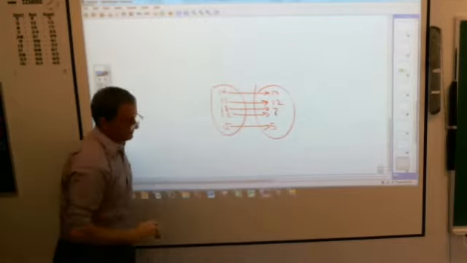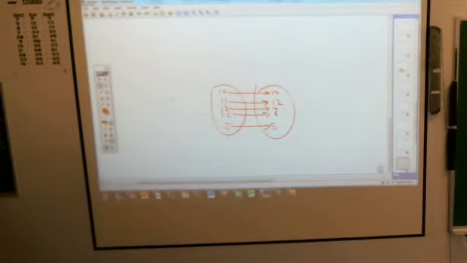Is that all it is? Yes. Wait, we missed something. No, that's right, that's fine. So does it represent a function then? Yes or no? Yes. Yes.